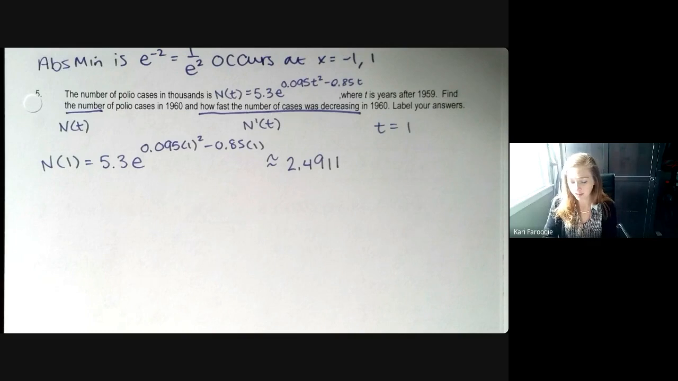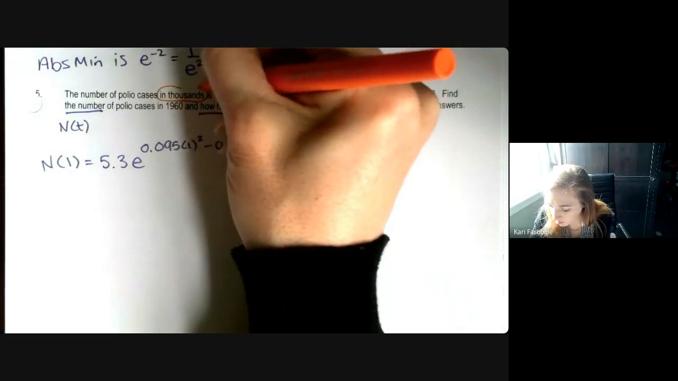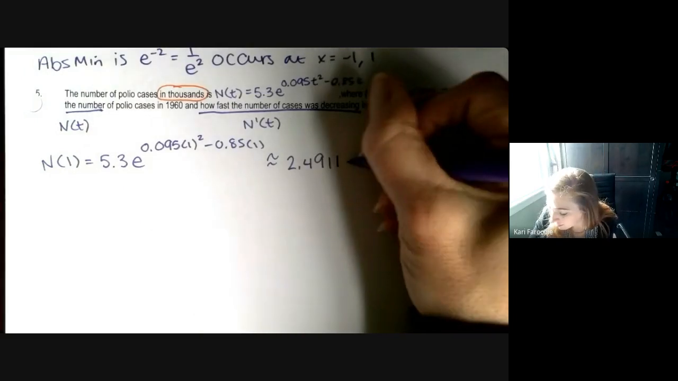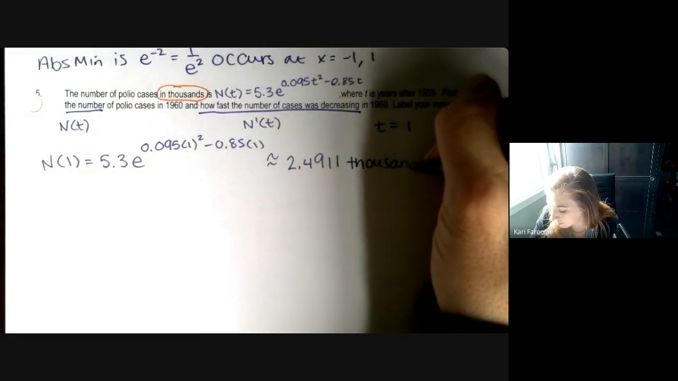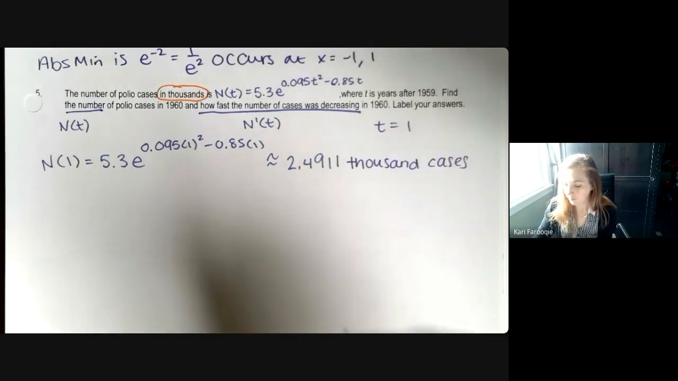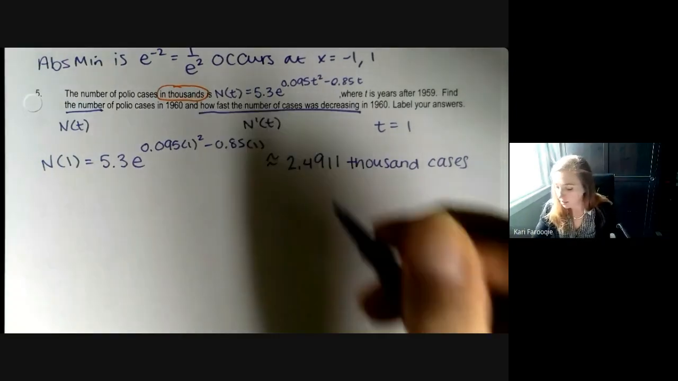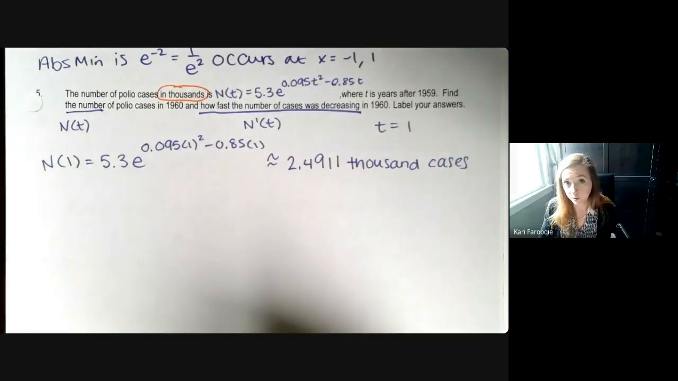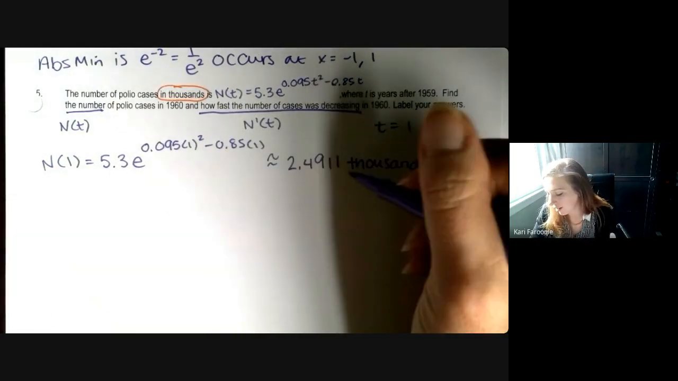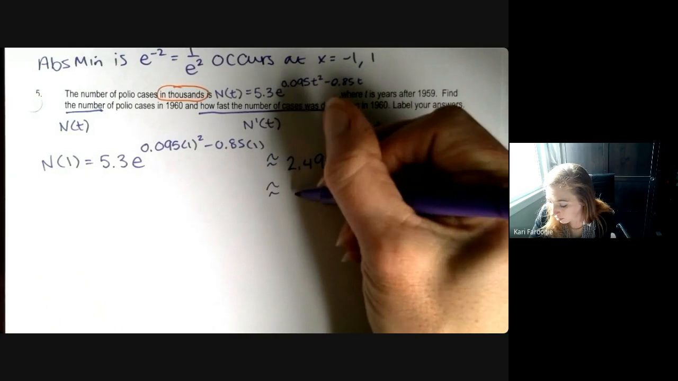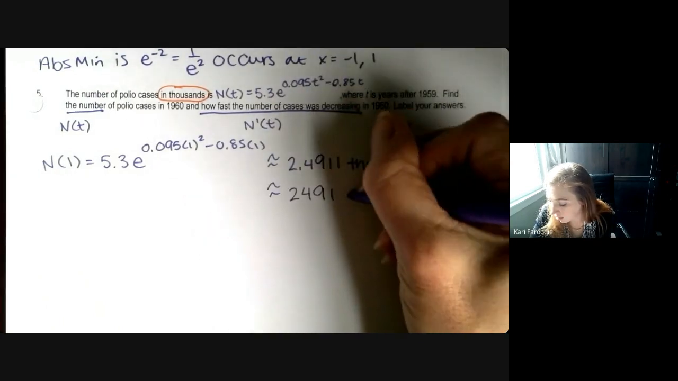Well, remember that you were given information about polio cases in thousands. So this is 1,000 cases. So this would be in thousands. So 2.49 thousand is like 2,000 something. So you can go ahead and move your decimal point over 3 places. Or, you know, honestly, you can just round this off at this point. So if it's 2.491 thousand, then it's 2491 cases.